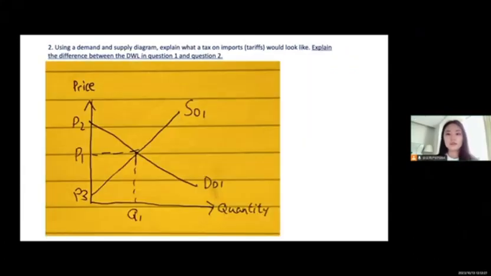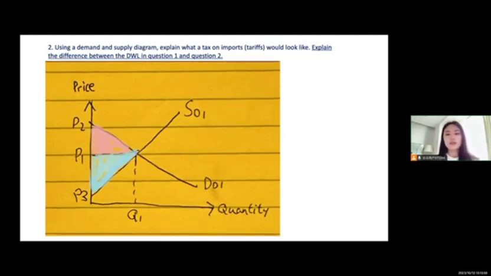So in question 2, I will explain what a tariff looks like in a graph. Here we have our price on the vertical axis and quantity on the horizontal axis. SD1 and DD1 represent the supply and demand of domestic goods. In the initial domestic market, the consumer surplus is shown in the pink area, and the PS, the producer surplus, is shown in the blue area.